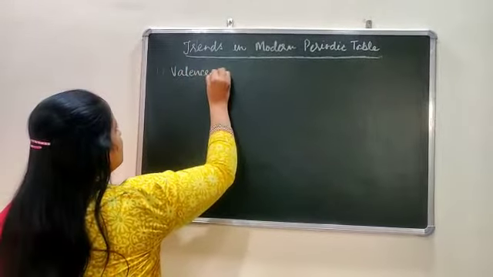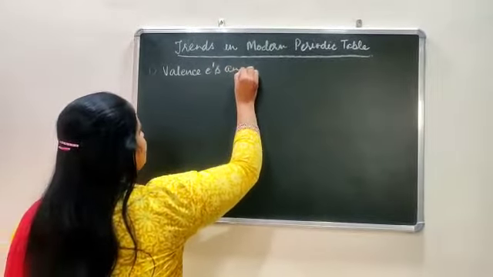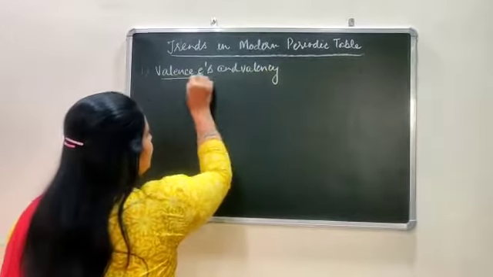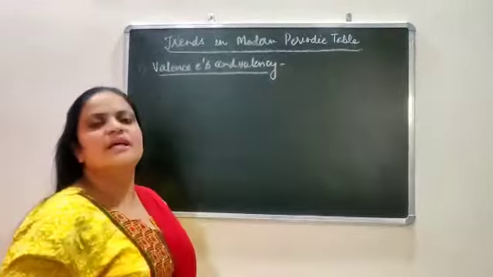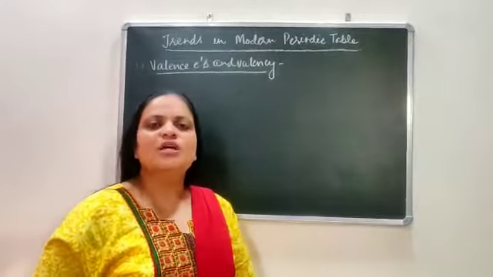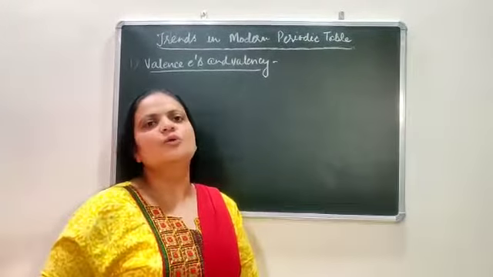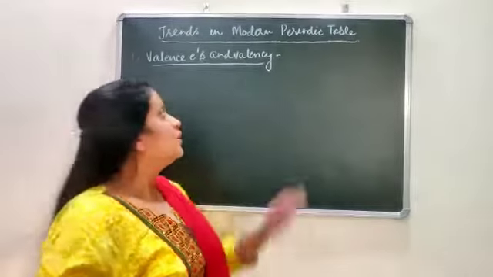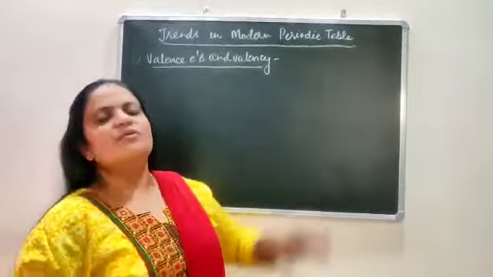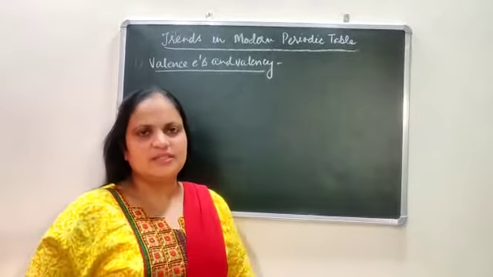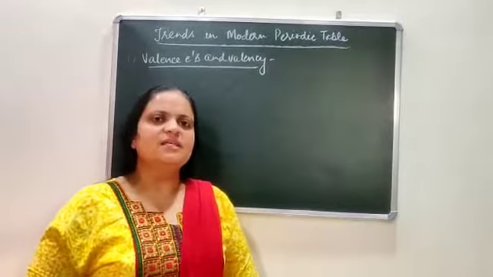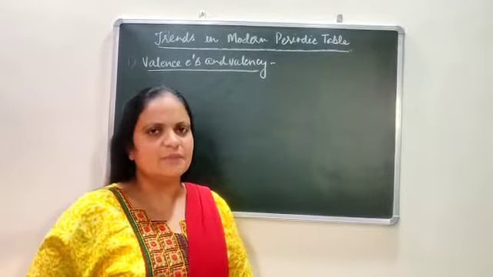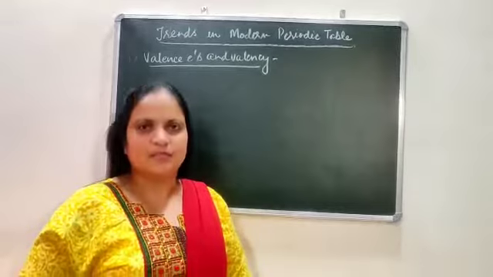valence electrons and valency. Before we start this topic, you need to understand what we mean by the words valence electrons and valency. Valence electrons are those electrons which are present in the outermost shell, and with the help of valence electrons we can calculate the valency. Valency is the combining tendency of any element, and valency depends upon the valence electrons.